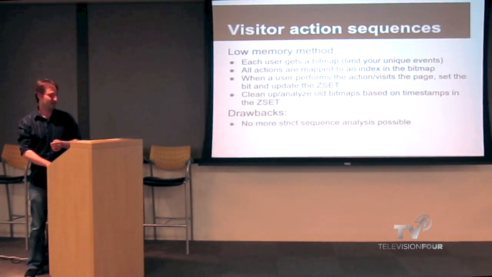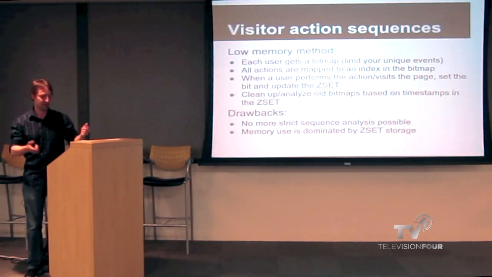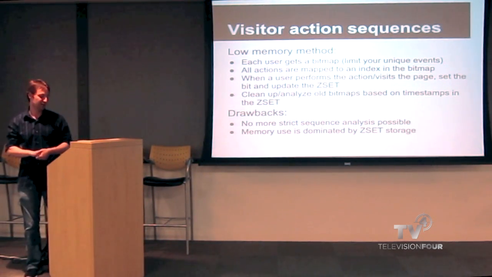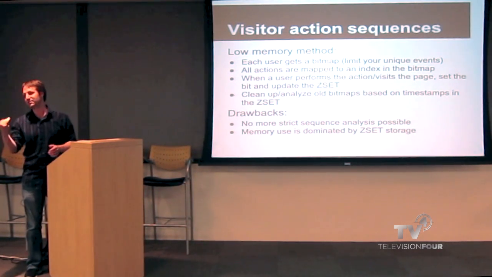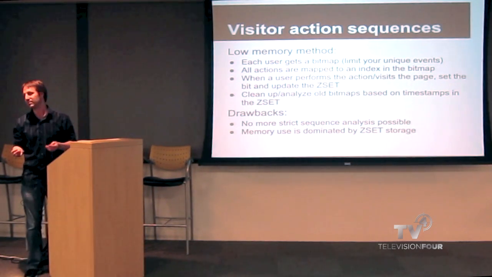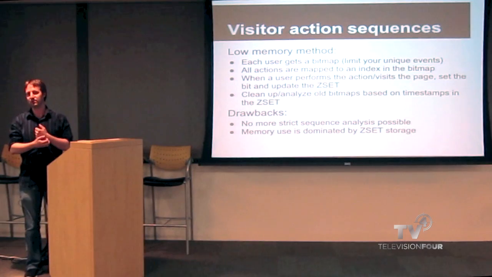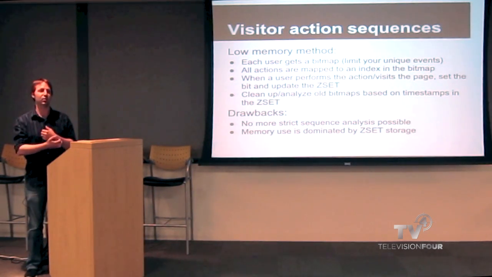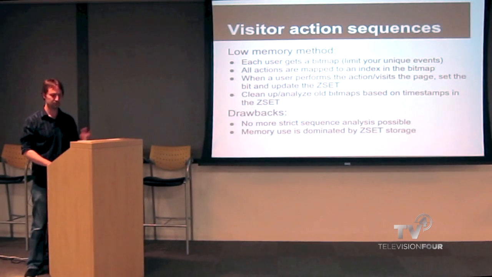Of course, this one has drawbacks. Again, more strict sequence analysis, and in this case, memory use tends to be dominated by Zset storage, basically because each Zset entry is 115 bytes, roughly at minimum, and so that's the equivalent of some 1,000 actions that somebody needs, unique actions that you can have available before that bitmap starts taking over. Any questions?